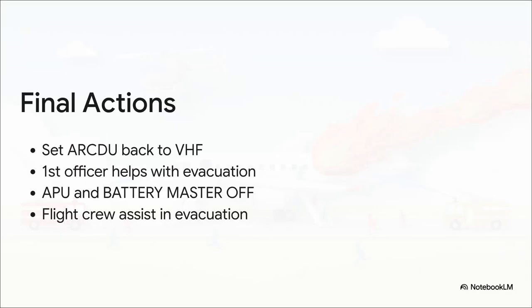Even as passengers start moving, the flight deck still has final actions to take. The ARCDU is set back to VHF. The first officer immediately leaves the flight compartment to help with the evacuation back in the cabin. The remaining crew member rapidly powers down the aircraft. AC external, DC external power, APU, and battery master are all switched to off. The aircraft is dead. Finally, the rest of the flight crew leaves the cockpit to go and assist in the evacuation.